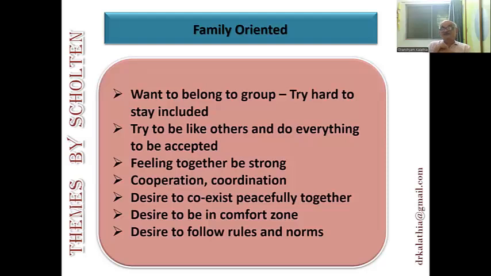Desire to follow rules and norms. My children should not get spoiled, so I want to give them advice. What is advice? Give them what to do, what not to do, right? So right and wrong. Teaching right and wrong to children is very important because this is the Row 4 quality.